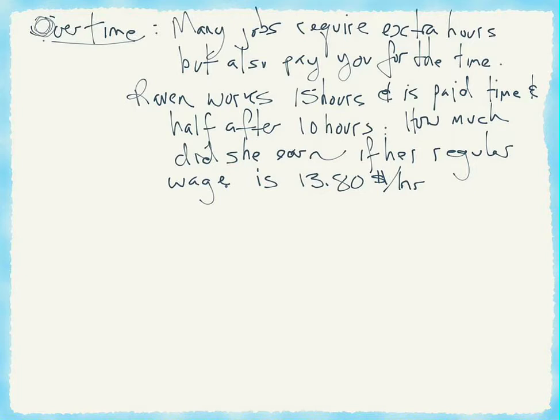So in this case, let's say that Raven works a 15-hour day and is paid time and a half after 10 hours, and she wants to know how much did she earn if her regular wage is $13.80 per hour. Well, the first thing is to find out how many hours she was paid at the regular wage and how many hours she will get overtime for. So we could simply divide up. We know that she was paid 10 hours regularly and then another 5 hours for overtime.